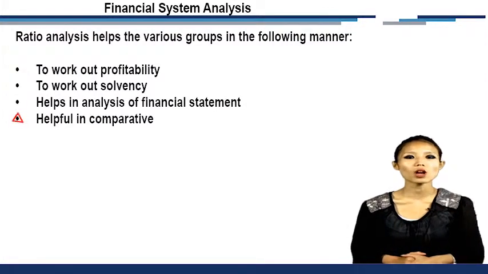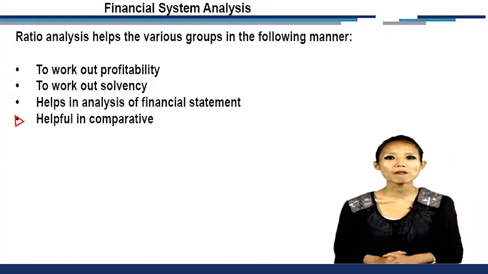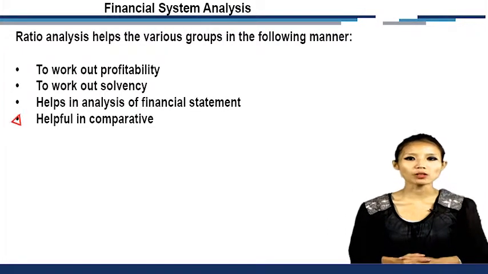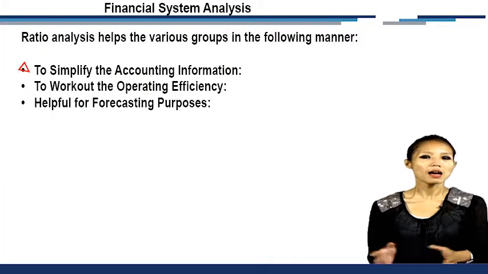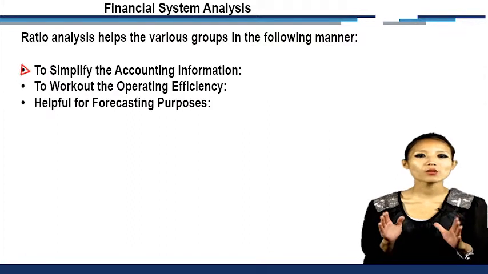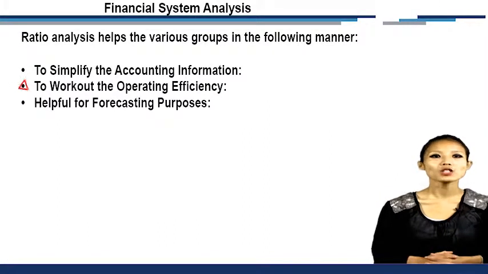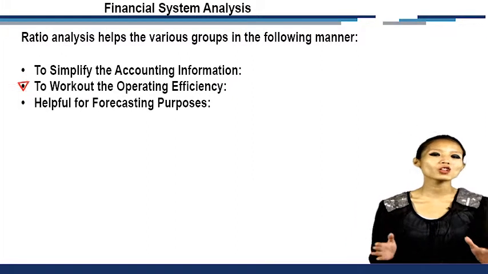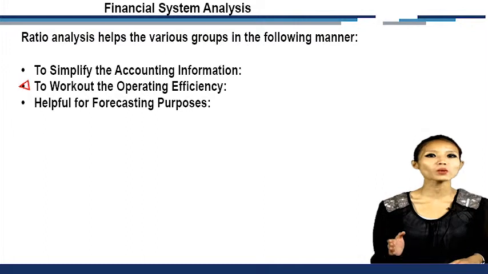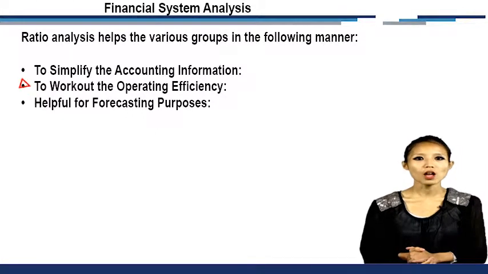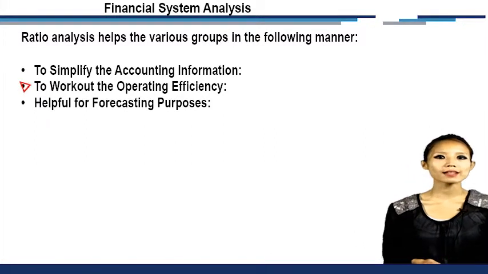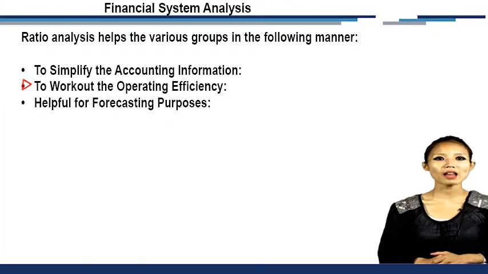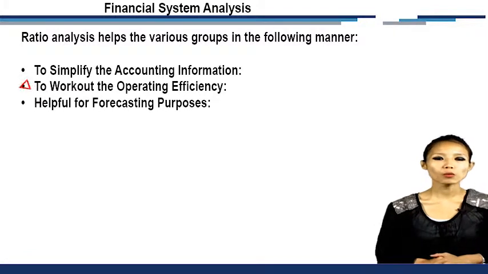Helpful in comparative analysis of the performance. With the help of ratio analysis, a company may have comparative study of its performance. In this way, company comes to know about its weak points and is able to improve them. To simplify the accounting information, accounting ratios are very useful as they briefly summarize the result of detailed and complicated computation. To work out the operating efficiency: ratio analysis helps to work out the operating efficiency of the company with the help of various turnover ratios. All turnover ratios are worked out to evaluate the performance of the business in utilizing the resources. To work out short-term financial position: ratio analysis helps to work out the short-term financial position of the company with the help of liquidity ratios. In case short-term financial position is not healthy, efforts are made to improve it.